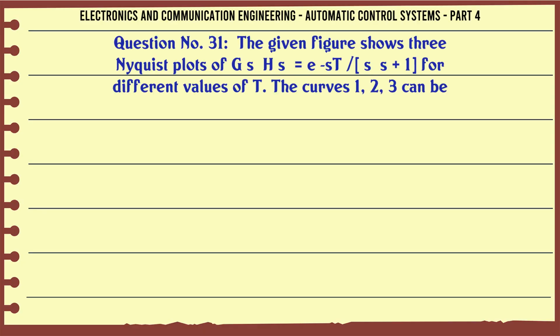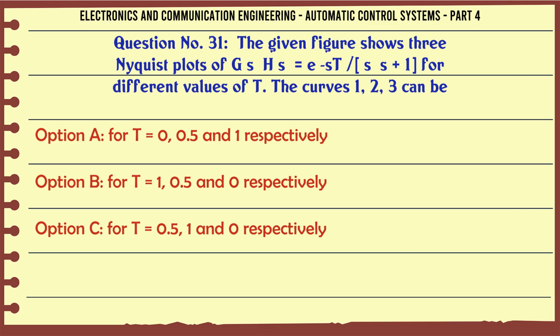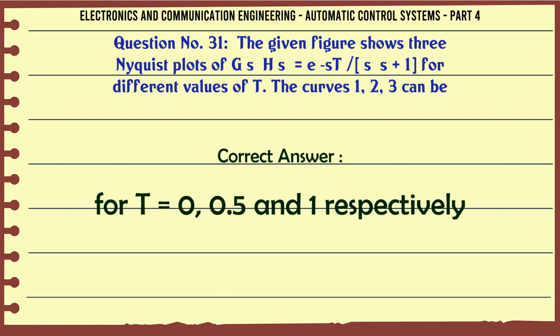The given figure shows three Nyquist plots of G(s)H(s) for different values of ξ. The curves 1, 2, 3 can be: A. 0, 0.5 and 1 respectively, B. 1, 0.5 and 0 respectively, C. 0, 0.51 and 0 respectively, D. 0, 0.1 and 0.5 respectively. The correct answer is 0, 0.5 and 1 respectively.